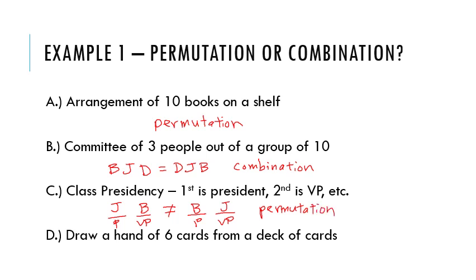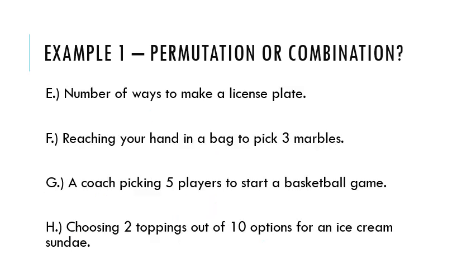Next one, draw a hand of 6 cards from a deck of cards. So if you have 6 cards in your hand, does the order that you're holding them make it a different hand of cards? No, it doesn't. So the order doesn't matter. This is a combination. Next one, number of ways to make a license plate. That was just like our warm-up one. So in a license plate, the order does matter. If you put the letters and numbers in a different order on a license plate, it's a new license plate. So the order does matter, permutation.